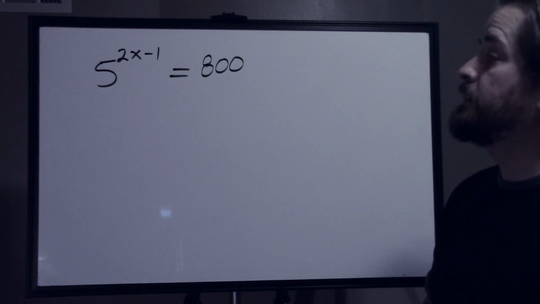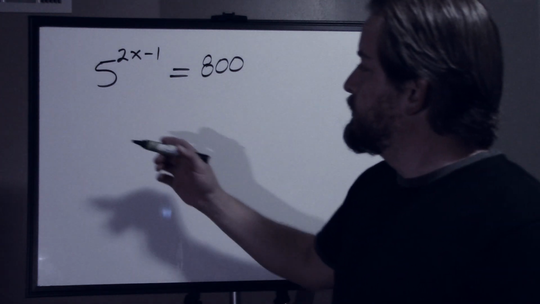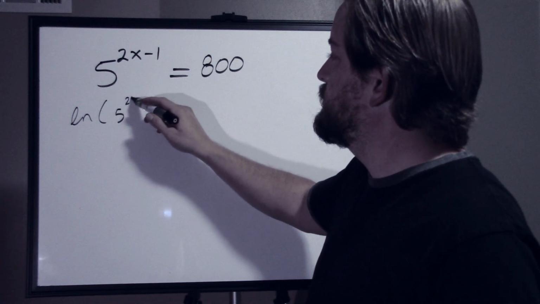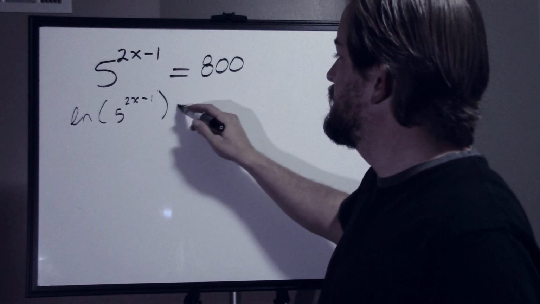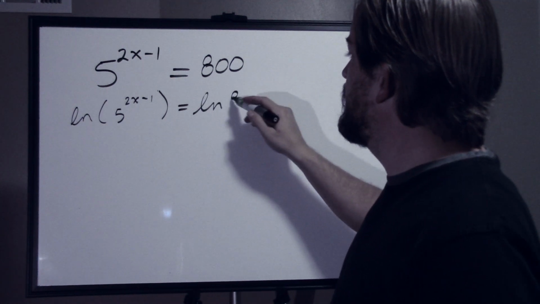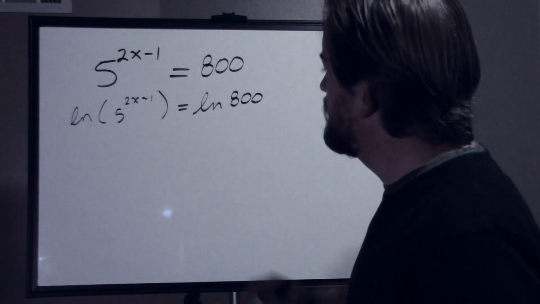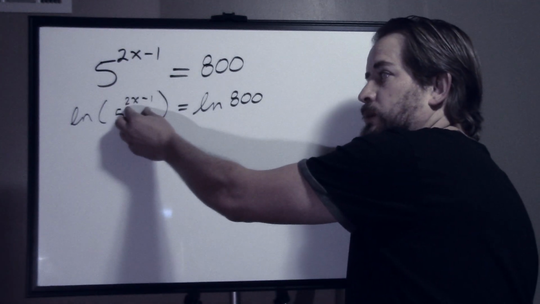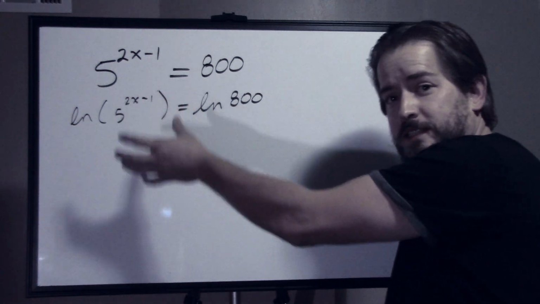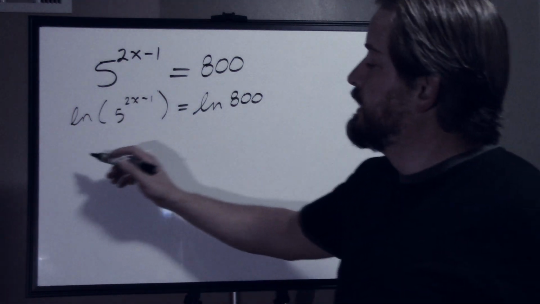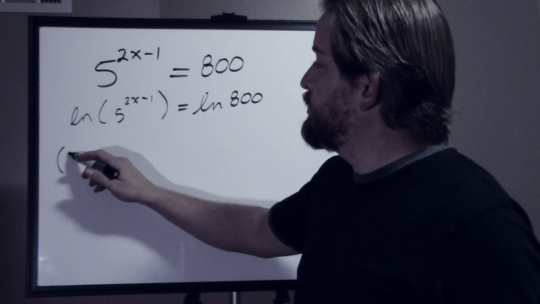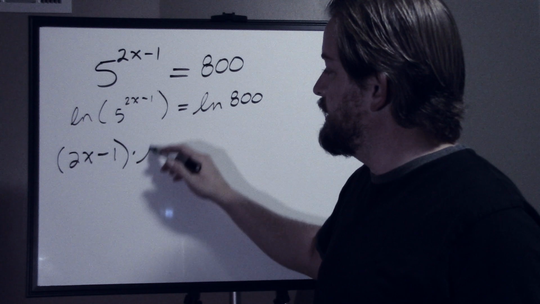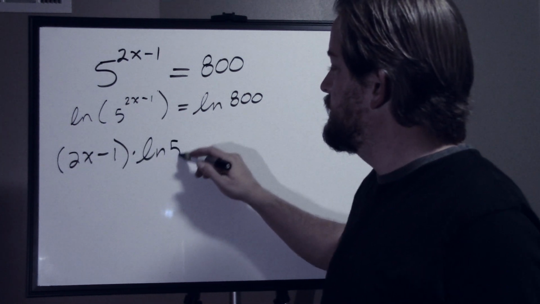So I take that natural log again. So I take the natural log of the left-hand side, that is natural log of 5 raised to the 2x minus 1, is equal to the natural log of 800. And I'm going to use that power rule here, which means the exponent of 2x minus 1 comes down as a factor, but since it's a binomial, I have to be careful here. It is a factor, so I'm going to leave it in parentheses in front, 2x minus 1, because that whole thing gets multiplied by the natural log of 5.